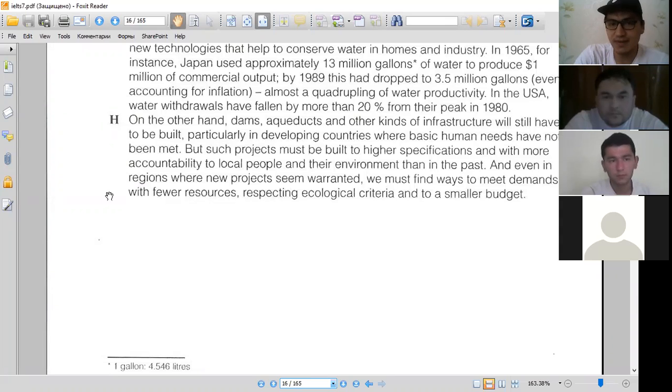Even in regions where new projects seem warranted, we must find ways to meet demands with fewer resources, respecting ecological criteria and a smaller budget.